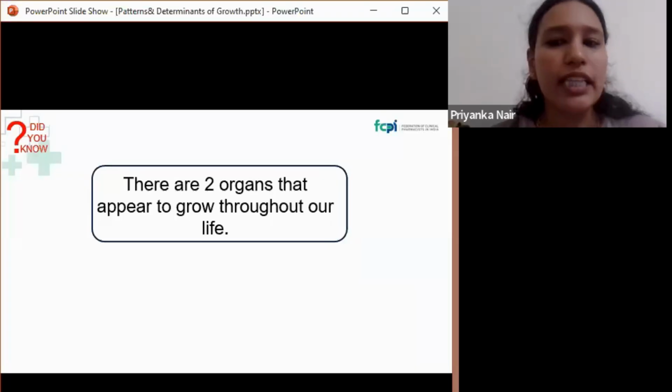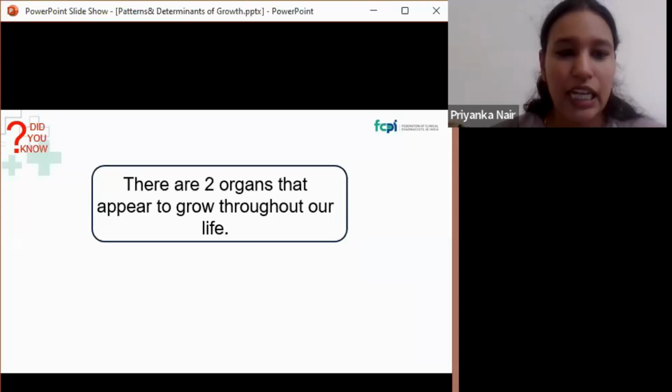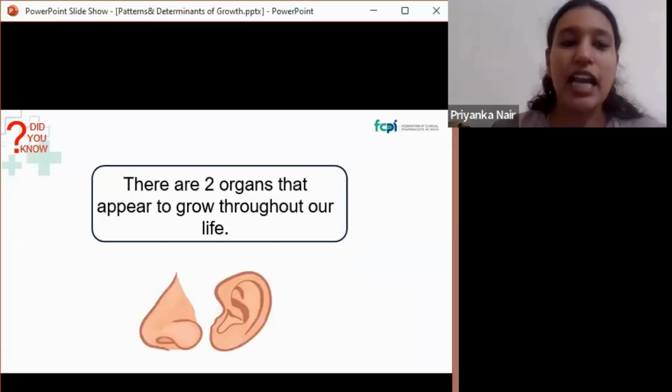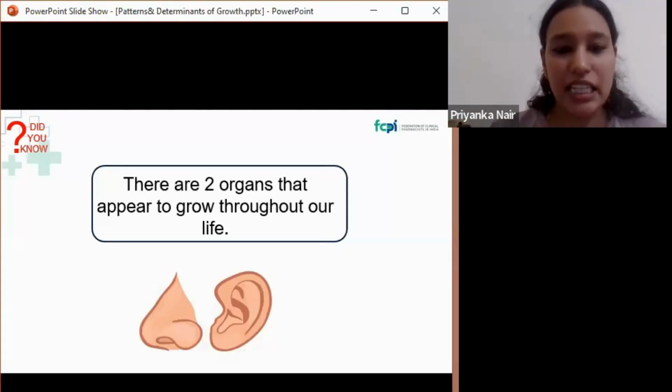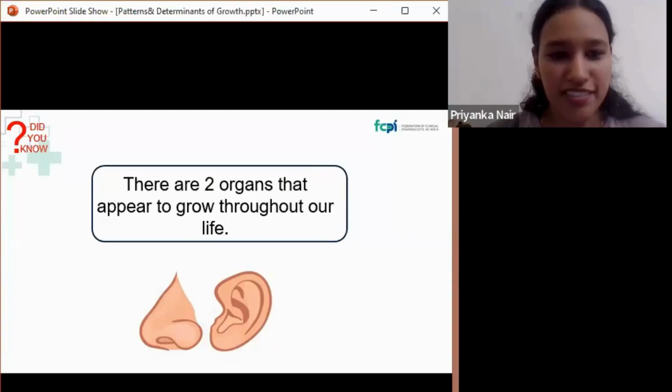But did you know that there are two organs that appear to grow throughout our life? Yes, this is the nose and our ears. They appear to grow because of the presence of cartilage in them. So basically, the cartilage is an elastic substance. Because of the effect of gravity, the elasticity increases, and because of that, it appears to grow, but actually they are just drooping. Have you observed this?